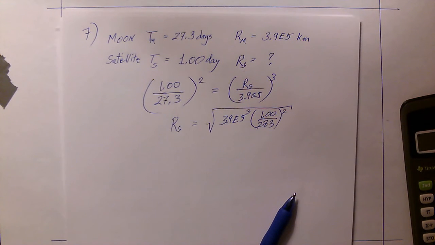I've got 1 divided by 27.3 quantity squared times 2.9. Clear all of that.